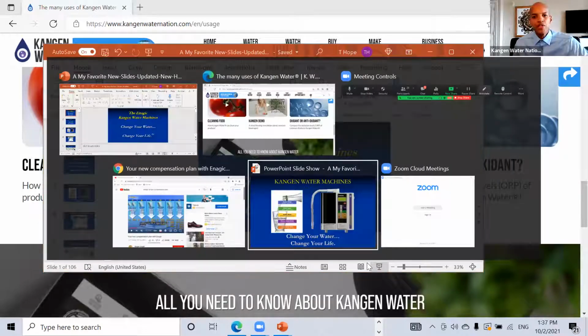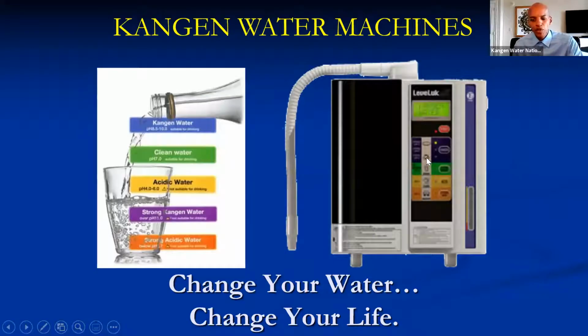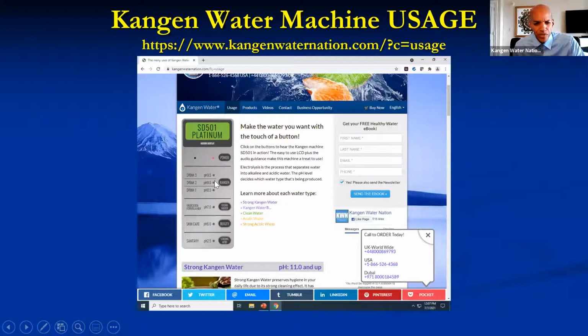Here we are. So on the machine, you have these settings. There's an 8.5, 9.0, and 9.5 setting on the machine. Just a little closer example so you can see a little better.